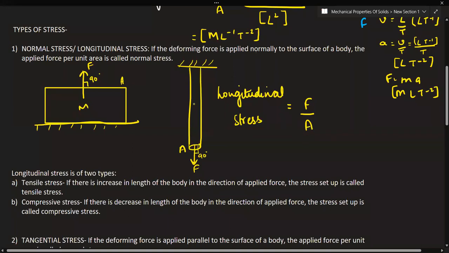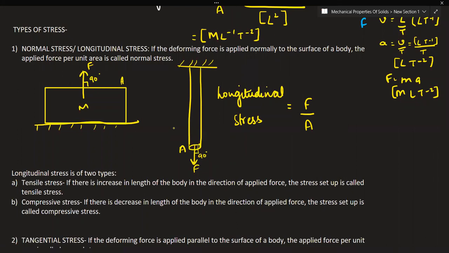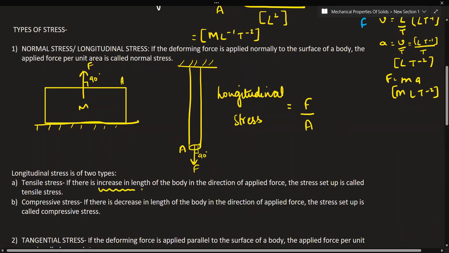Now see, if this deforming force increases the length, like in the wire example which we are considering, the length was increased by delta L, which we have taken as the extension produced. If there's an increase in length of the body, then that stress is known as tensile stress. And if there is a decrease in length of the body, then that stress is known as compressive stress. Tensile stress and compressive stress are the types of normal stress only. Normal stress has been classified into tensile stress as well as compressive stress. Again, the SI unit would remain the same, Newton per meter square or pascals.